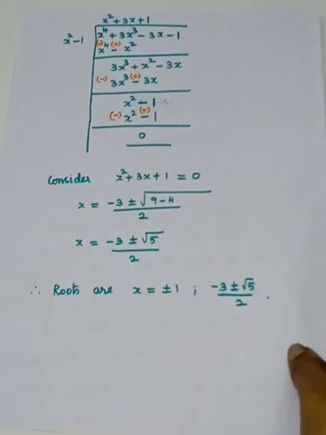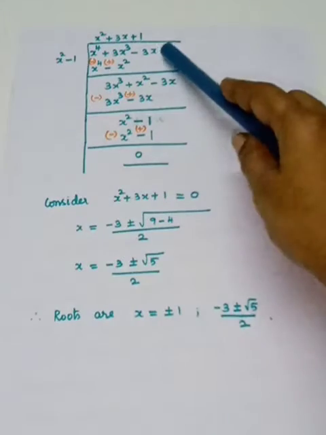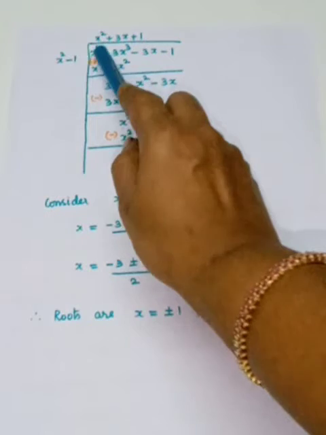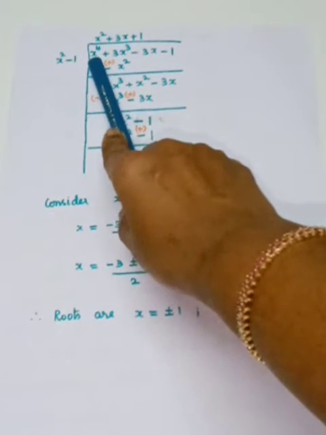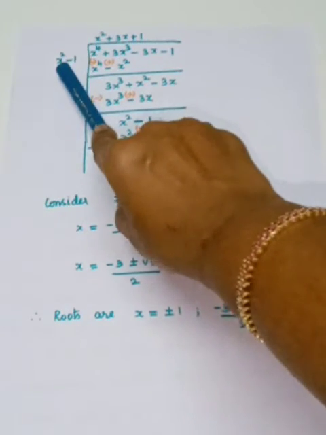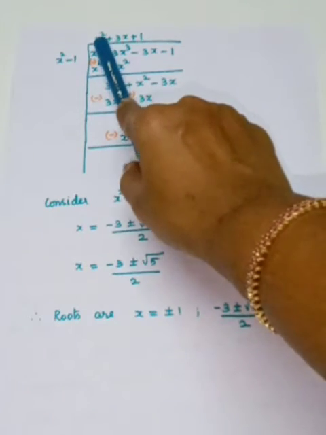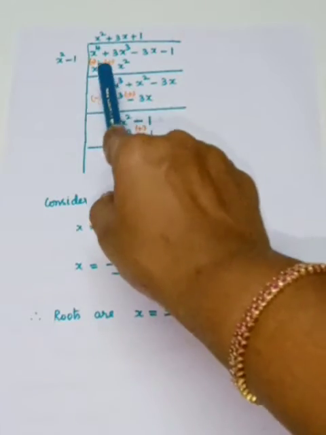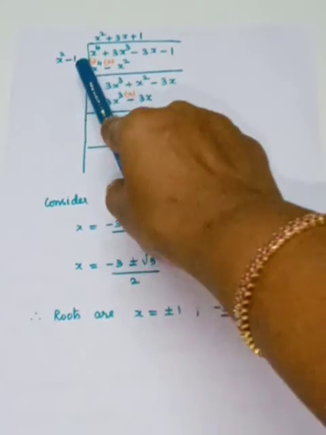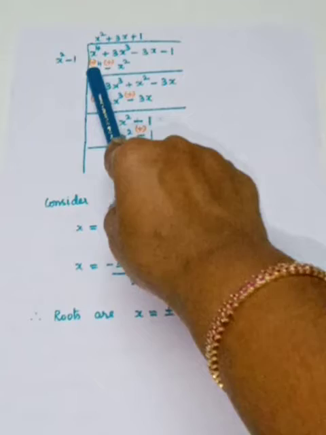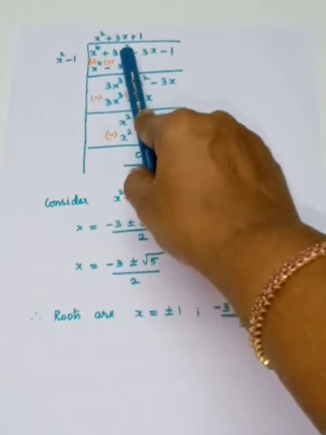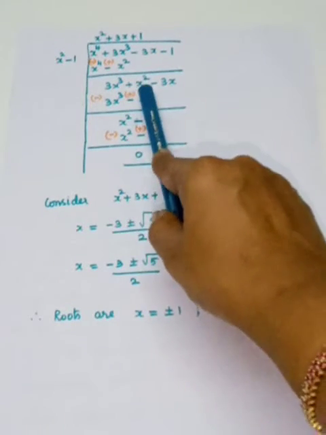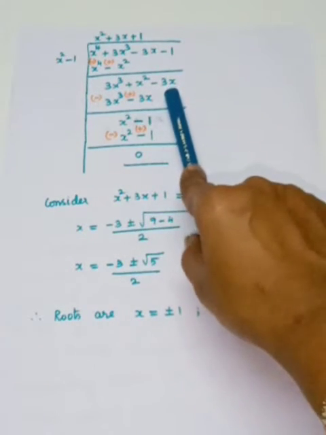So x power 4 plus 3x cube minus 3x minus 1 is divided by x squared minus 1. See that here you are having x power 4, so we have to multiply with x squared. x squared into x squared is x power 4. x squared into minus 1 is minus x squared. If you change the sign, these two get cancelled. This is the x squared term and this is the x cube term. So drop that 3x cube and plus x squared, and drop the x term, minus 3x.